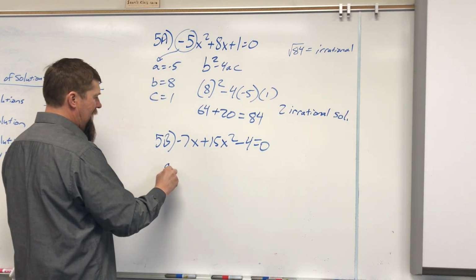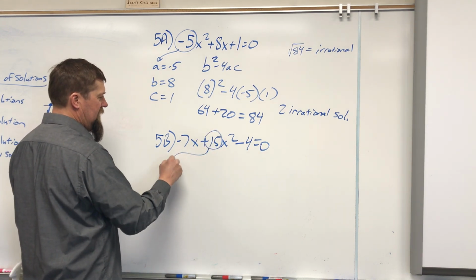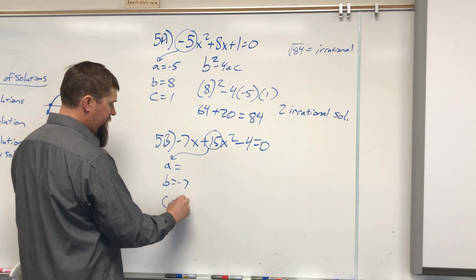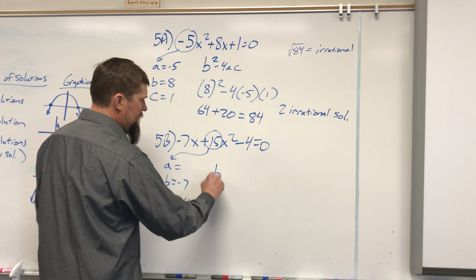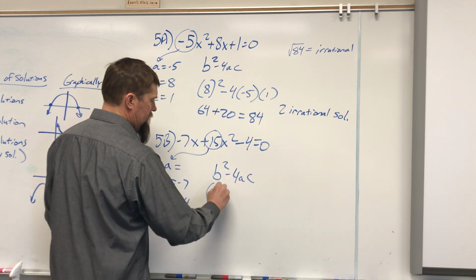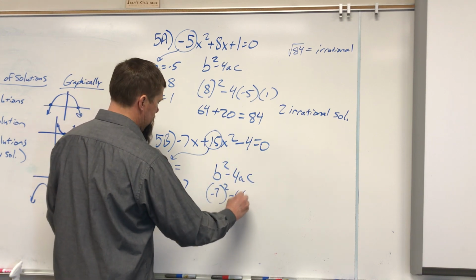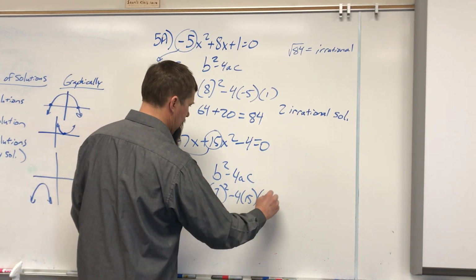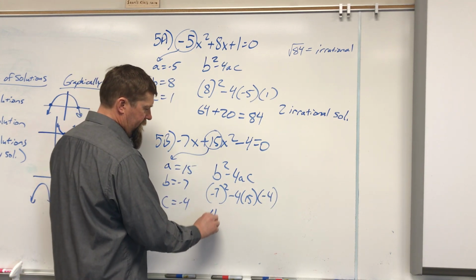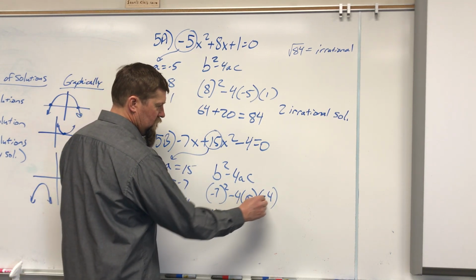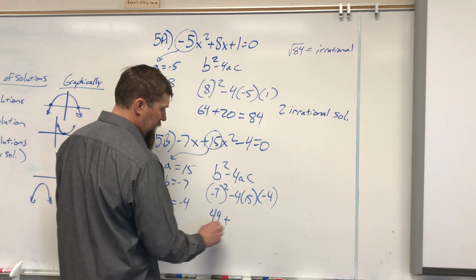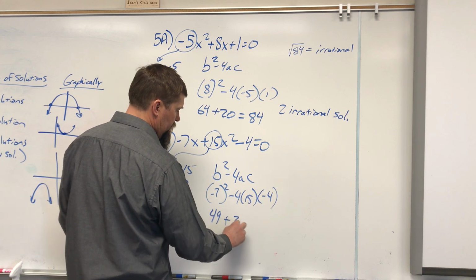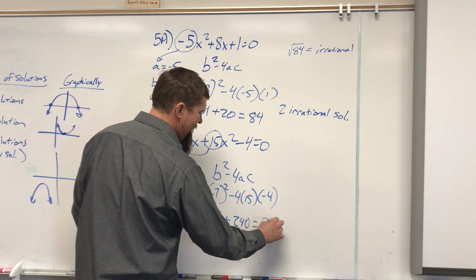All right, this time a is 15 because it's not in standard form. b is negative 7, c is negative 4. So I end up with b squared minus 4ac, which is negative 7 squared minus 4 times 15 times negative 4. So here I have 49. Again, two negatives is a positive, so I'm adding. Let's see, 60 times 4 is 240, which is 289.